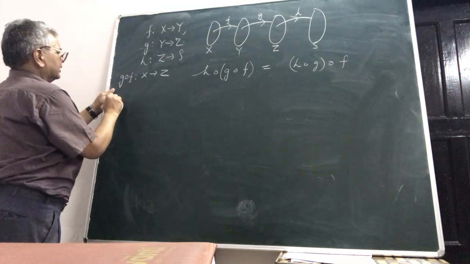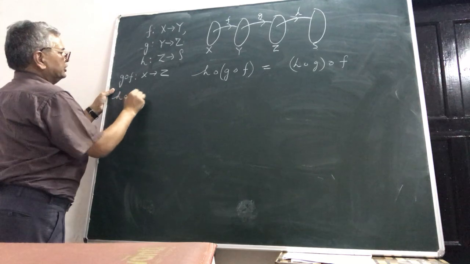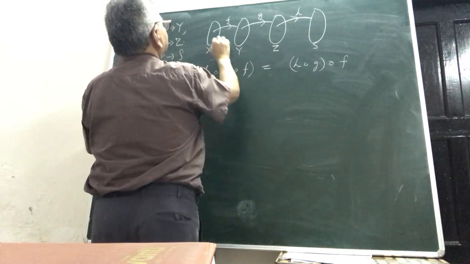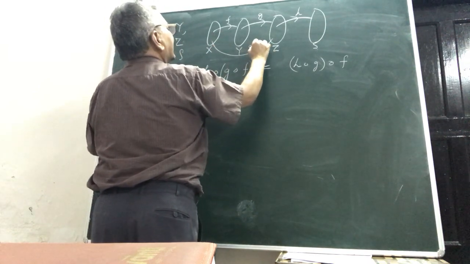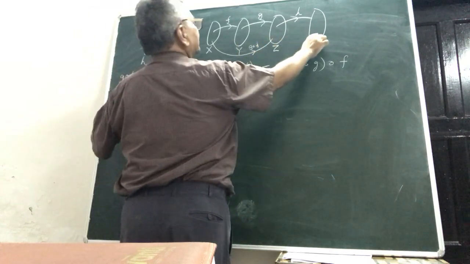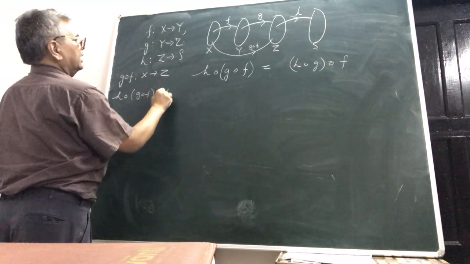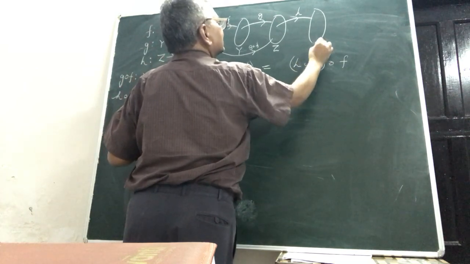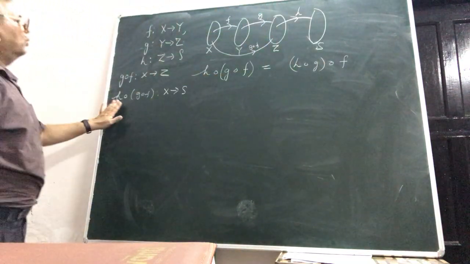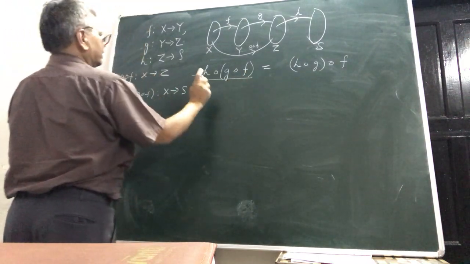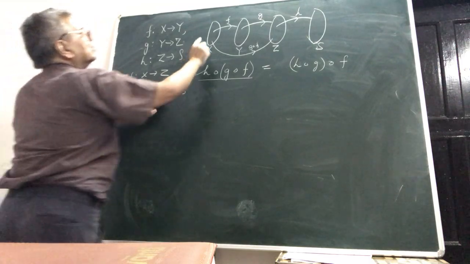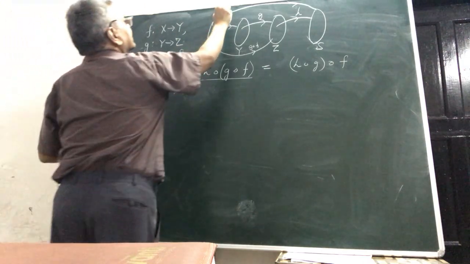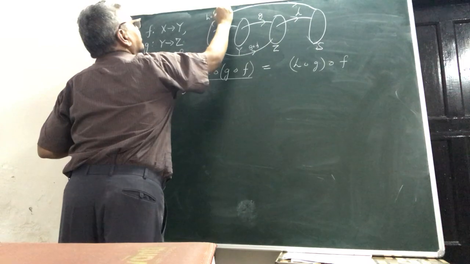And let us calculate now h operation, g operation f. Now g operation f is from where to where? Please see, it is from x to z. This is g operation f, x to z, and h operation, h is from this thing. So h operation, this will be from x to s. h is from here to here. This is your set s. So the left hand side is a function from set x to s. So this is your h operation, g operation f.